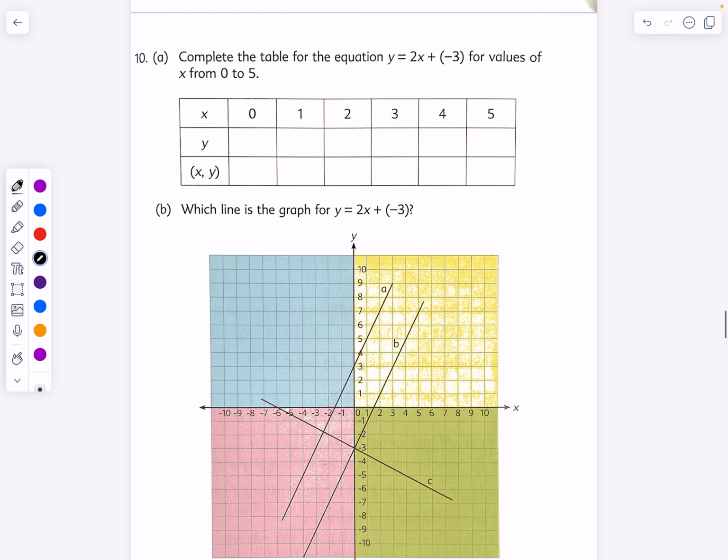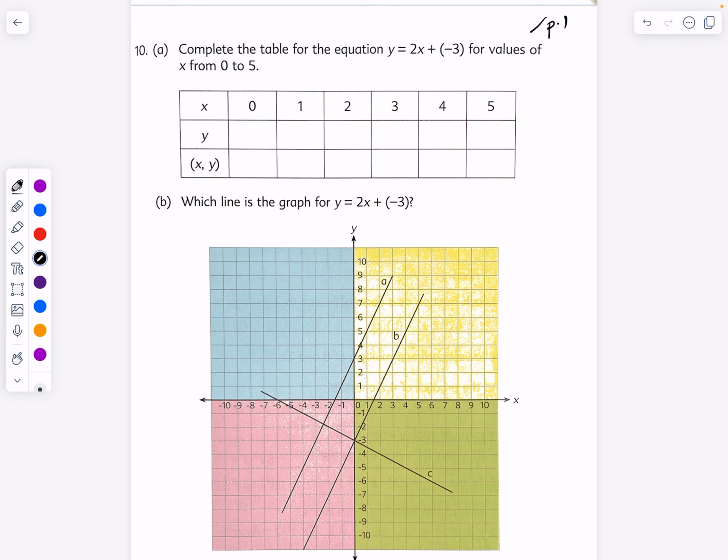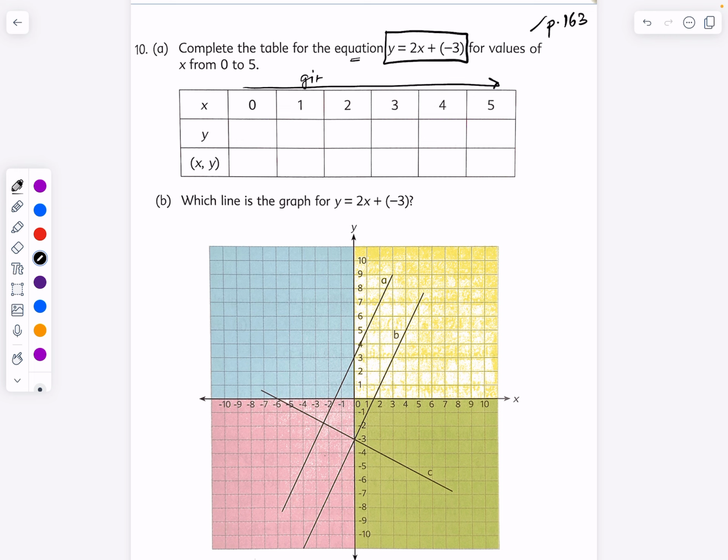Question number 10, I'm on page 163. Complete the table for the equation y equals 2x plus negative 3. The way I would read it is, the rule here is you take the x, you double it, and then you add negative 3, or you subtract 3. For values 0 through 5. So these are the given values of x. And let's see what we do to generate y. Well, we have to say 2 times x plus negative 3.